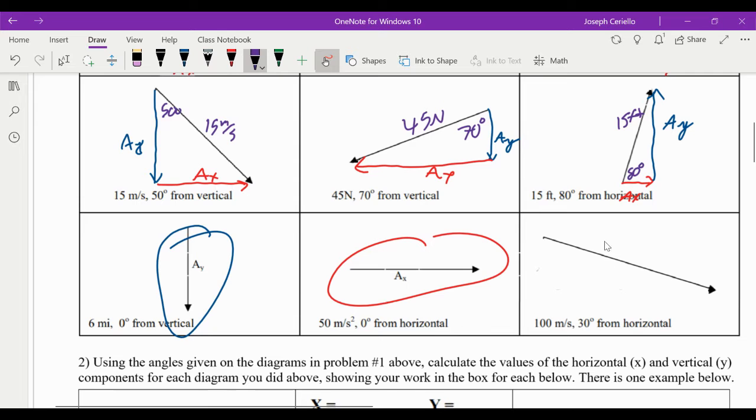All right, this last one here is 100 meters per second, 30 degrees from the horizontal. So think, is that from here or from here? Where's the 30 degrees? Well, hopefully you know the horizontal one is that top one I drew here. All right, so this is going to be our horizontal component, AX, and then our vertical component, AY.